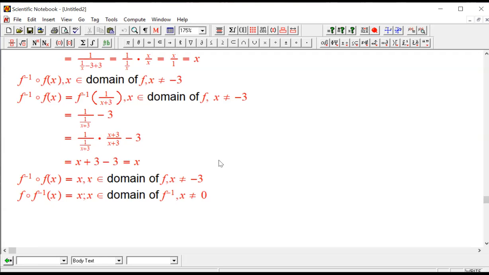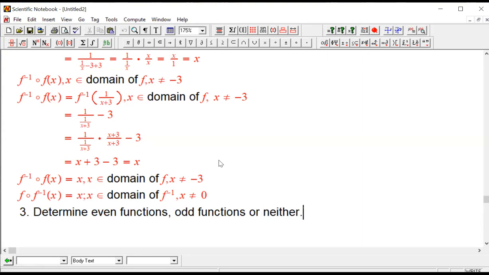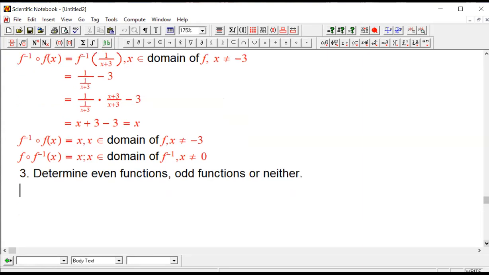Last but not least, determine even function, odd function. I'm going to do one example. Okay, so determine even functions, odd functions, or neither. Number 1, we have f of x.